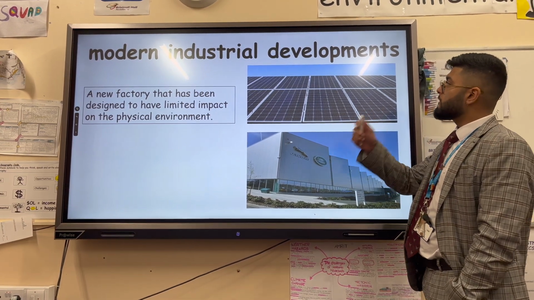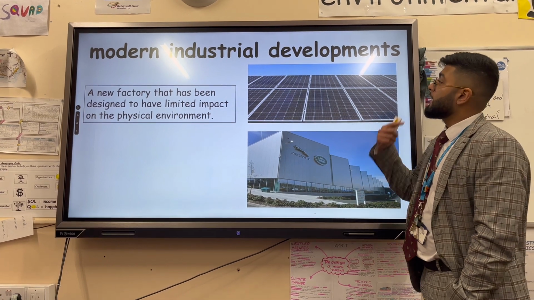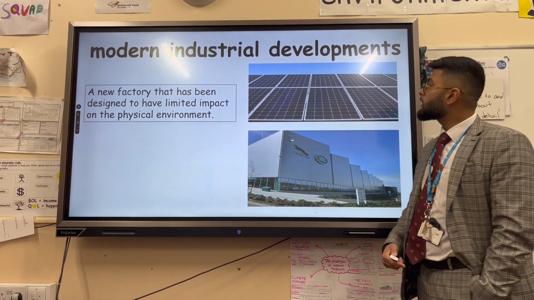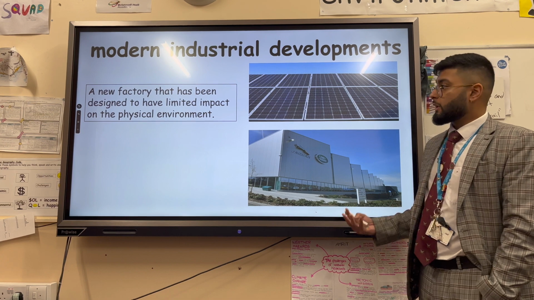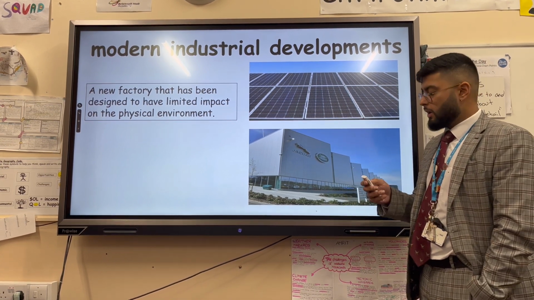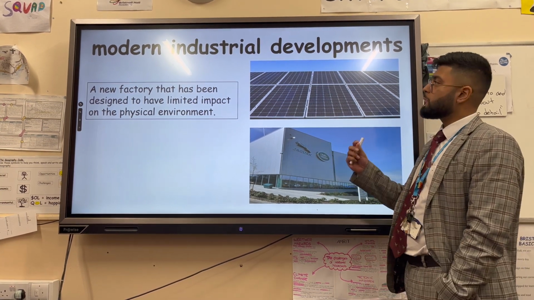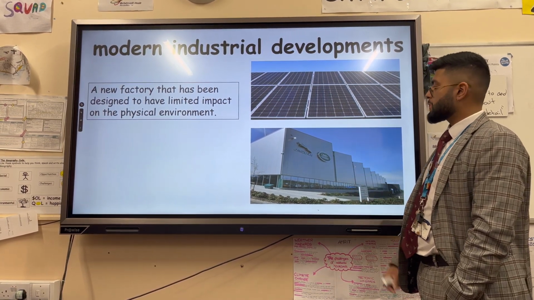Okay, a modern industrial development. If we break it down, it's modern, it's new. An industrial, so it's usually a factory, and the development, so it's something that's been built. A new factory that's been designed to have limited impact on the physical environment. Sometimes you see the word sustainable in there, so a modern sustainable industrial development.